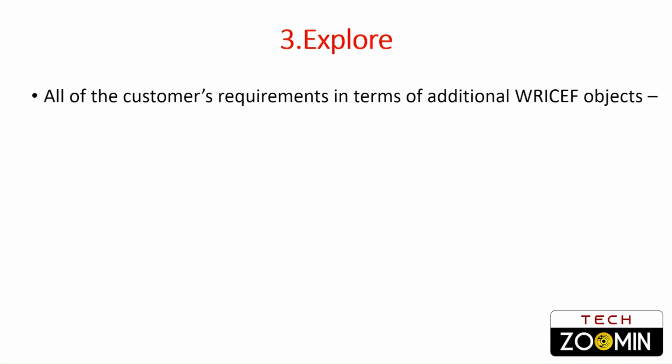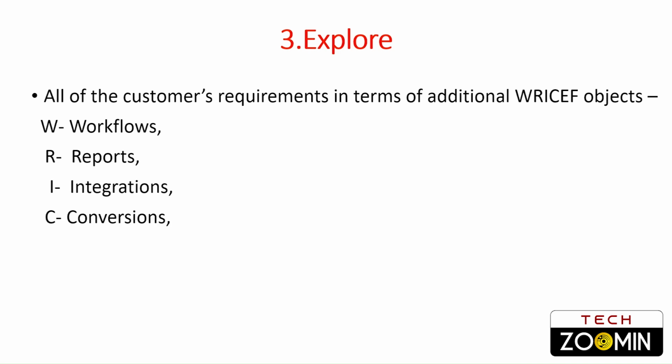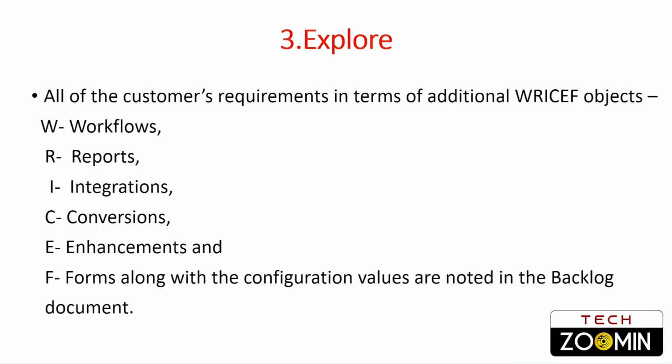Okay, and after they come to one conclusion, all the customer requirements are noted in the backlog document in terms of additional WRICF objects. So this means, W means workflows, R means reports, I means integrations, C means conversions, E means enhancements, and F means forms. Okay, so workflows, reports, integrations, conversions, enhancements, and forms, along with the configuration values.